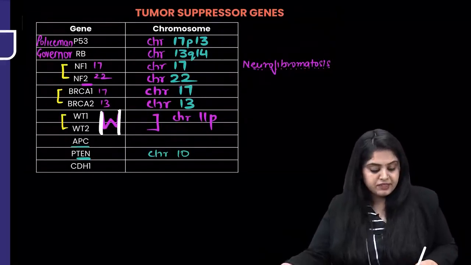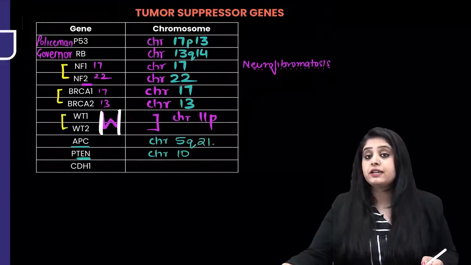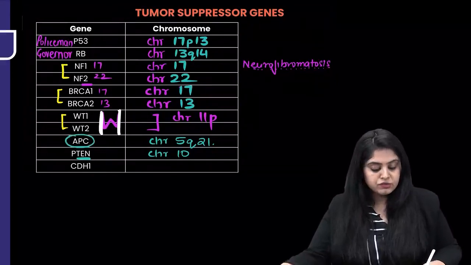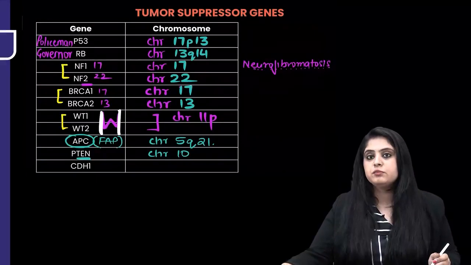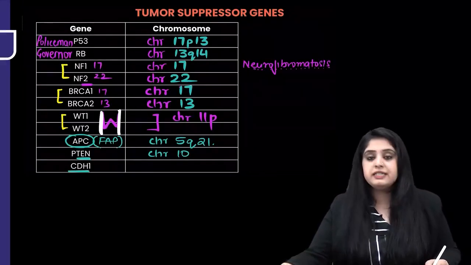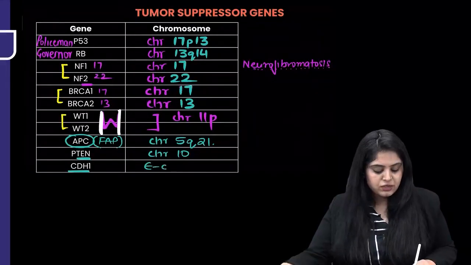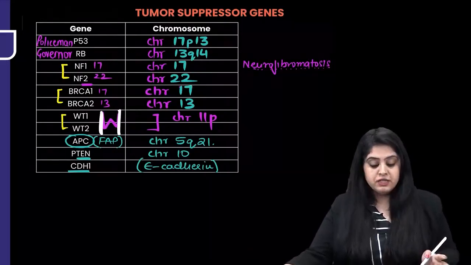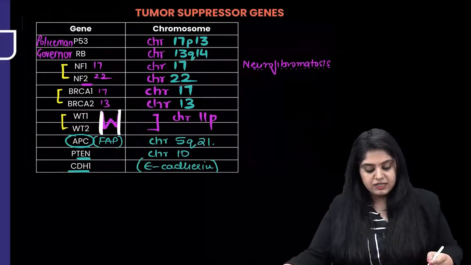APC. This you will have to mug up. APC is present on 5q21. And I hope you all remember, I will be teaching you in GIT again that APC is associated with what? It's associated with a disease called familial adenomatous polyposis. Finally, CDH. The chromosome for CDH is actually 16, but you don't have to know, you just have to know CDH stands for E-cadherin, and that is more than enough. So the numbers are done. I hope everyone's done the numbers.